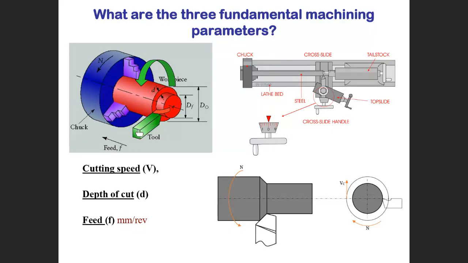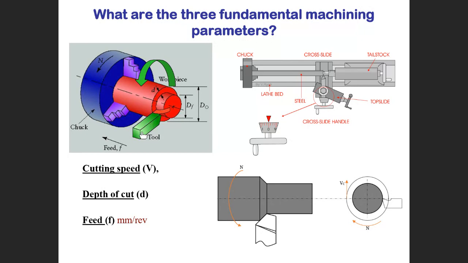Depth of cut is obtained by the tool. You can see the tool penetrate here to get the depth of cut. You remember this terminology. Depth of cut is the difference between the initial diameter and the final diameter. When the tool penetrates, you get the depth of cut.